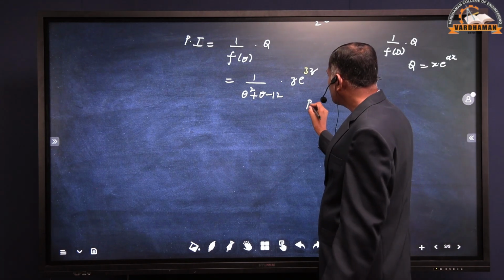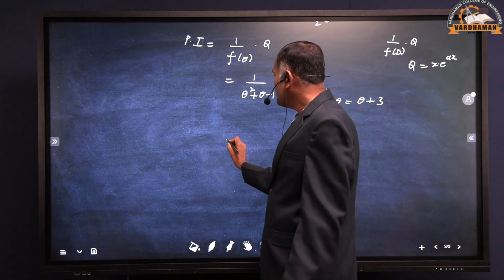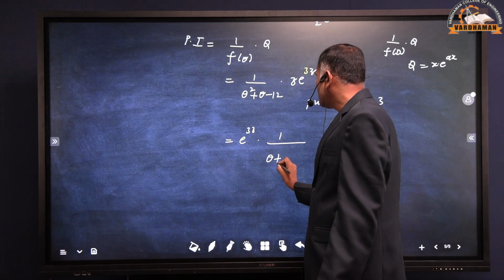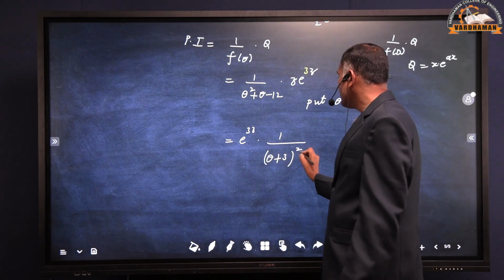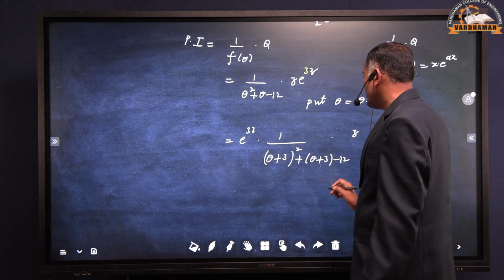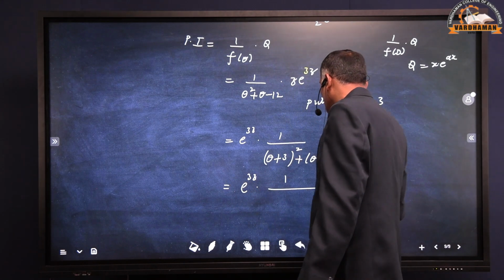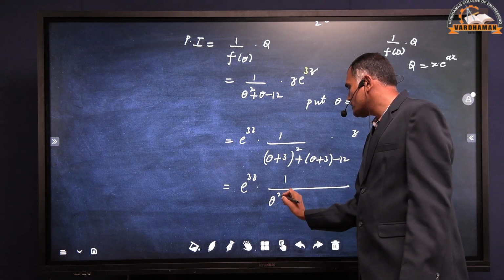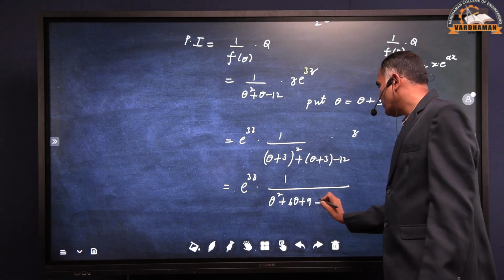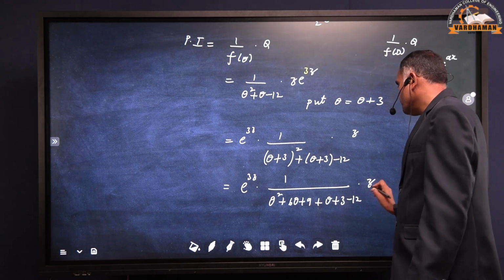Now put here θ equals θ plus a. Then write down this e power 3z aside, 1 by, in place of θ we write θ plus 3, into z. Now we need to simplify this one. e power 3z into 1 by, using the (a plus b) whole squared formula, θ squared plus 6θ plus 9 plus θ plus 3 minus 12, into z.